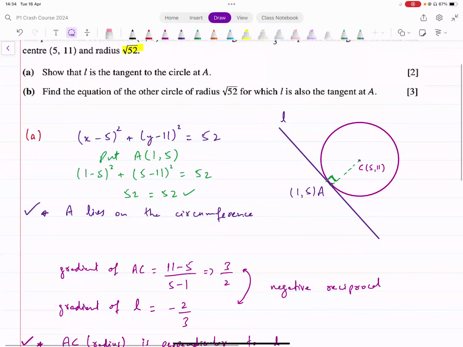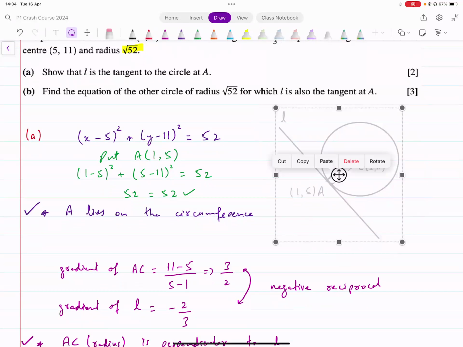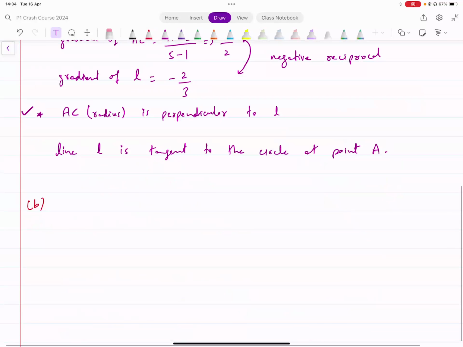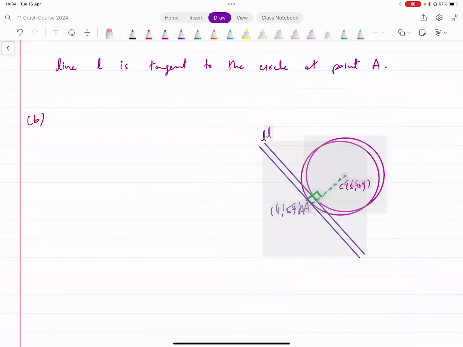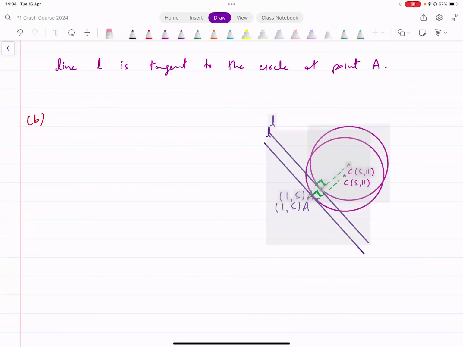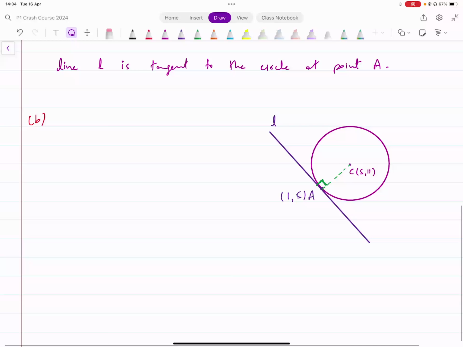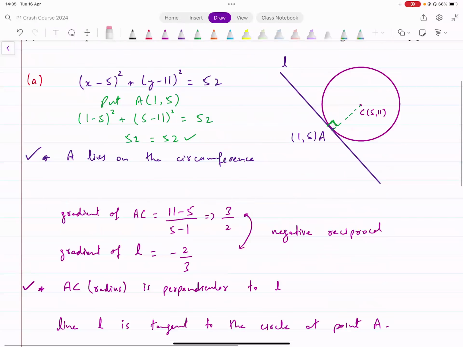Now, how do you understand this? Let me just copy this here. This is the diagram that we get. We've got this point A and the point C. Now there's another circle that has the same radius. The radius of that other circle is also square root of 52. So it's the same size as the first circle. And the line L is also a tangent to the circle at the same point A. Now, where is that other circle going to be? We need to write down the equation of that circle.